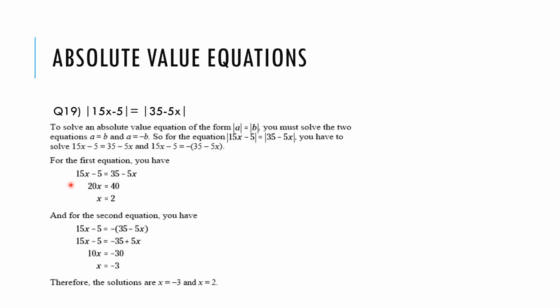For the first equation, we have 15x minus 5 is equal to 35 minus 5x, 20x is equal to 40, x is equal to 2. And for the second equation, we have 15x minus 5 is equal to minus 35 plus 5x. 10x is equal to minus 30 and x is equal to minus 3. Therefore, the solutions are x is equal to minus 3 and x is equal to 2.